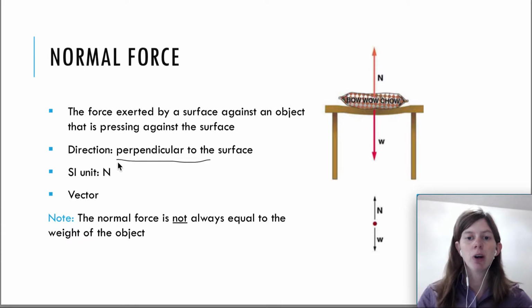So it also has units of newtons, and it's a vector. I do have a note here that the normal force is not always equal to the weight of the object, and we'll see this soon enough. From the free body diagram of the bag of dog food, you might think, oh well, there's a normal force upward, there's a weight going down, the bag of dog food is in equilibrium, it's not moving, so they just equal each other. And that is sometimes the case, but not always. So we'll take a look very soon at how we know exactly what the normal force is equal to.